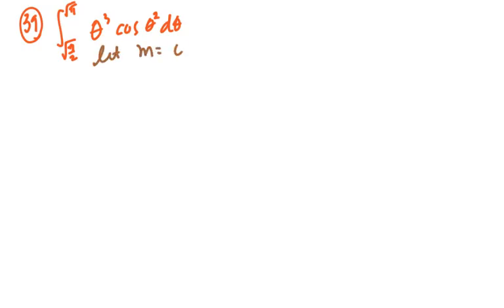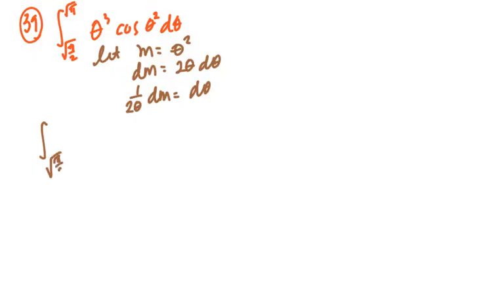So let's let m equal theta squared. So dm equals 2 theta d theta. So d theta equals 1 over 2 theta dm. Then we have the integration from the square root of pi over 2 to the square root of pi. That's not going to be fun to write over and over. And we have theta to the third cosine of m times 1 over 2 theta dm.